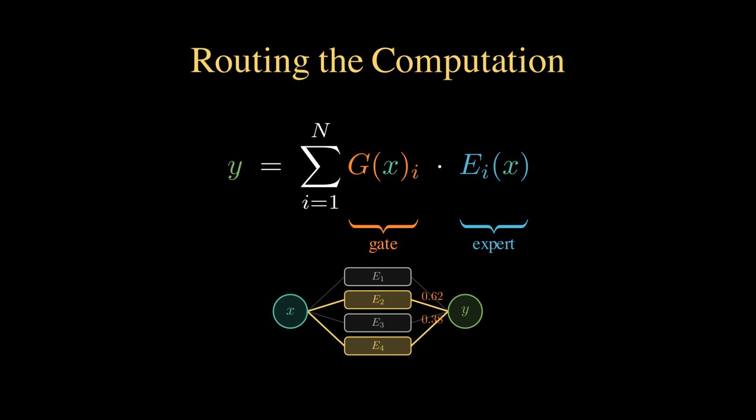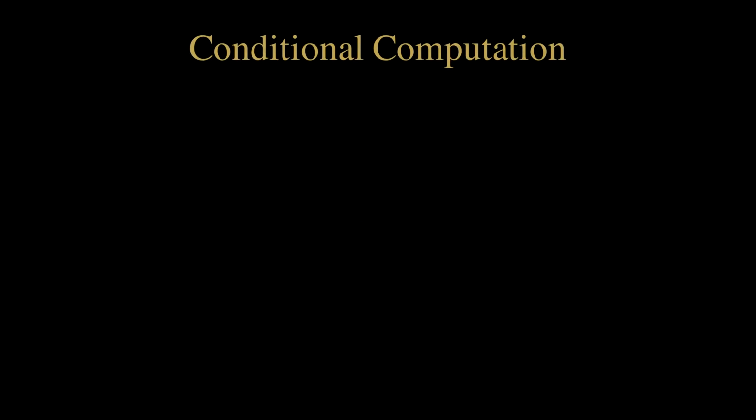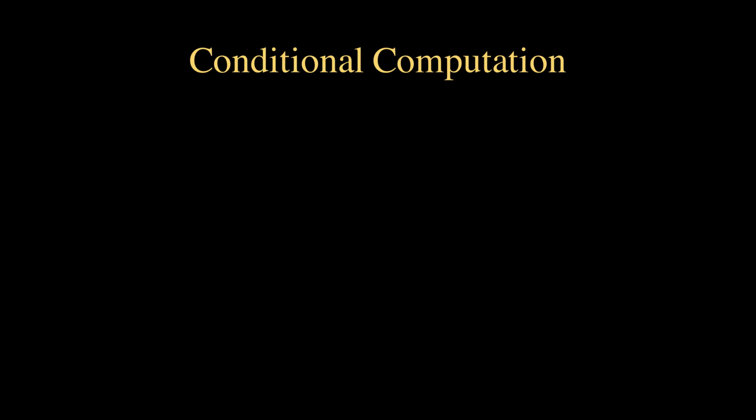Because the gate is sparse, most of these terms are exactly 0. You're not running every expert and throwing the results away. You're literally not running them. The computational graph for this token only includes the experts that won the vote. This is what people mean by conditional computation.